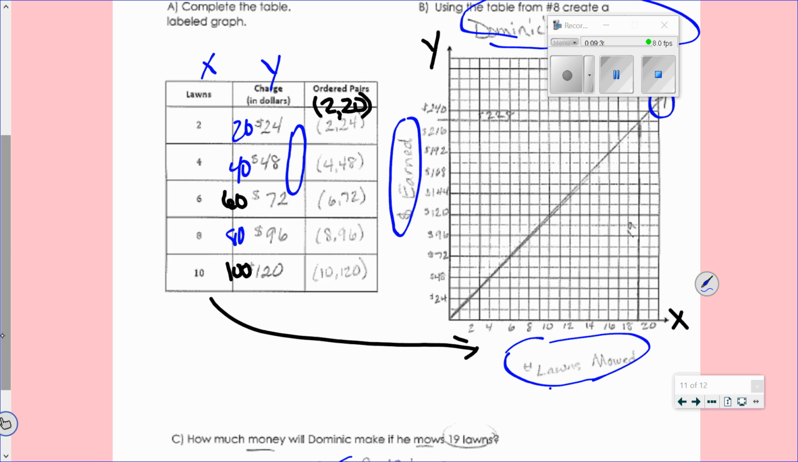Make sense? Also, make sure this is my X1. My X1 has to go on the bottom. This is my Y1. The Y1 has to go on the side. Everybody good? Yes, Manny.